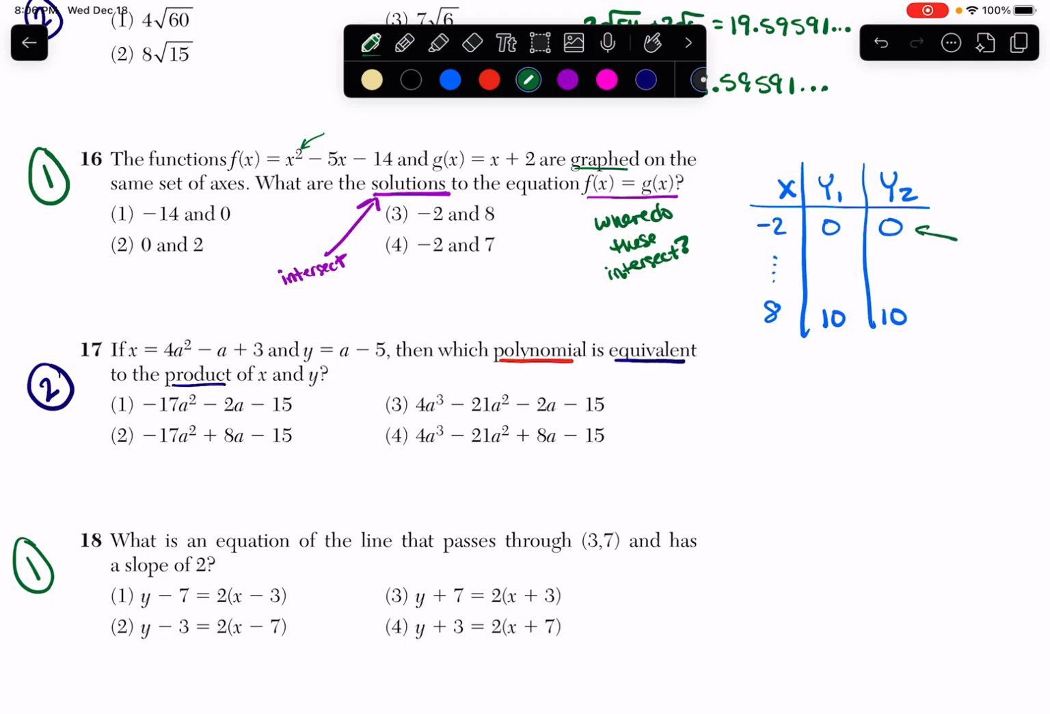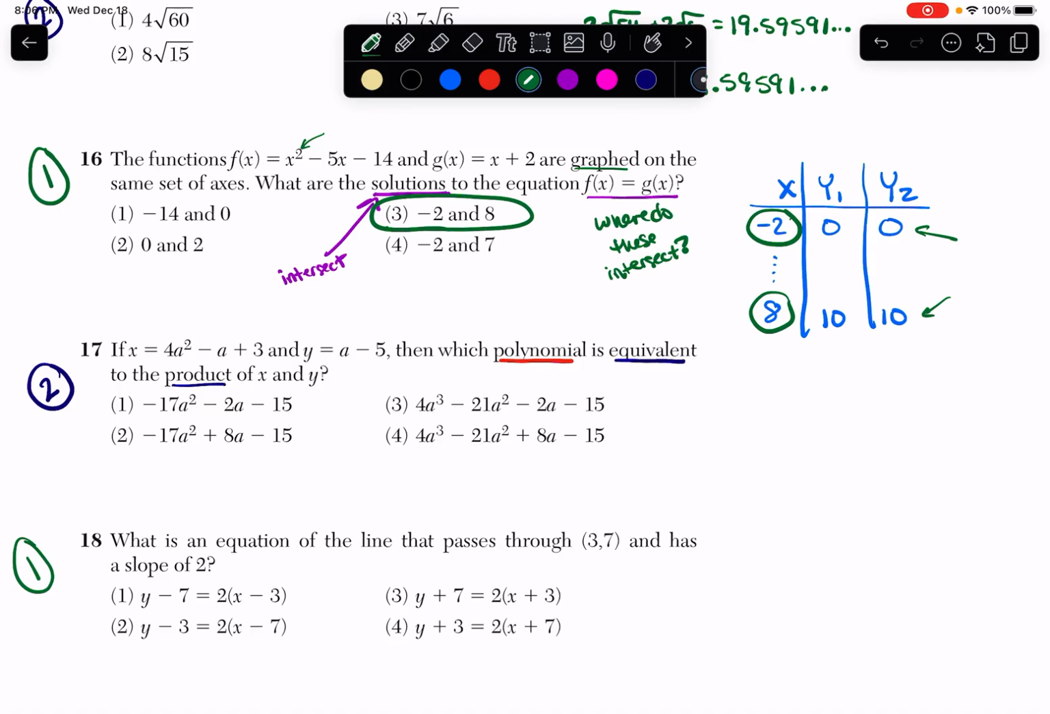So these are our two intersections, which means the two solutions to the equation are negative 2 and 8, because those are the two places where the functions intersect. So remember, solution means intersection if we're dealing with two different equations, even if those are equations we haven't worked much with already.